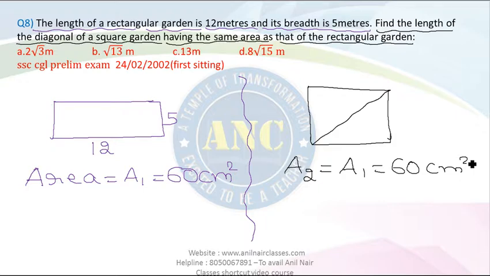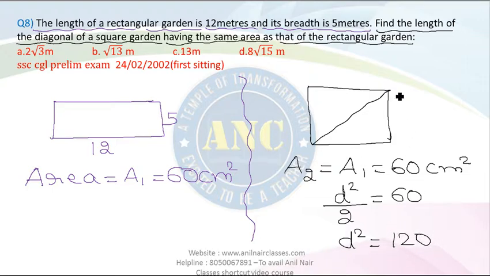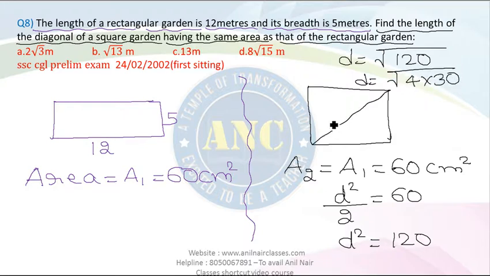Now, can I say that the area of a square is 60 centimeters square. Area of a square is also nothing but diagonal square divided by 2. This is 60, so diagonal square will be 120. So diagonal value will be equal to root of 120. So root of 120 can be further simplified as it is 4 into 30. Square root of 4 is 2. Answer is 2 root 30.